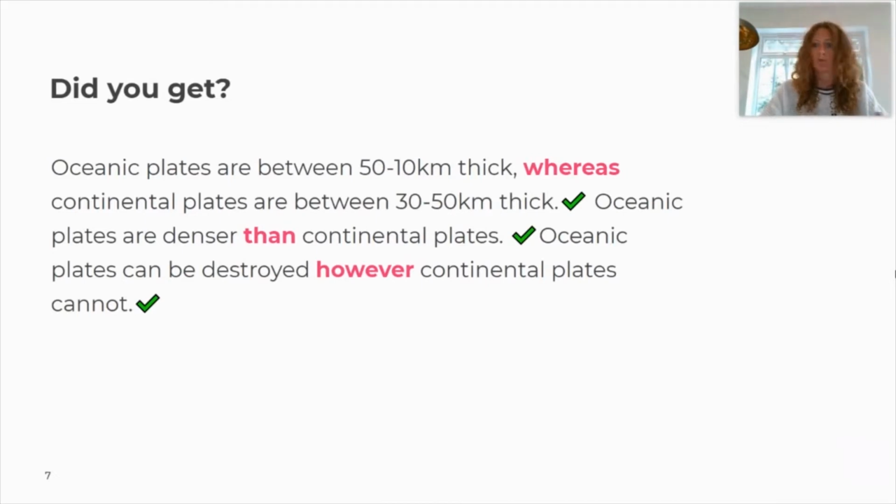I've compared, or the keyword here is contrasted, 3 different characteristics of oceanic plates with 3 different characteristics of continental plates. So can you now go through the answer that you've got and highlight where you use those connecting words? Because it's a really important skill in geography to be able to do that.